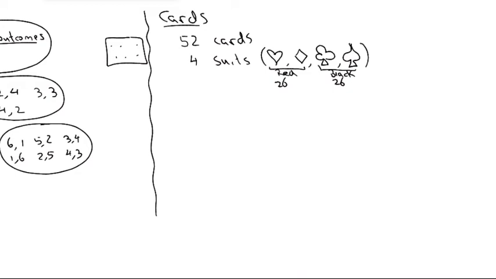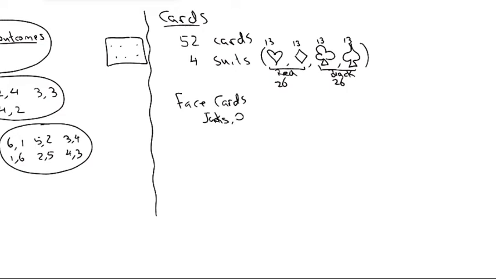How many of them are hearts? 13. There are 13 hearts, 13 diamonds, 13 clubs, 13 spades. Take a guess what 52 divided by 4 is. 13. Okay. There are things called face cards. Face cards are the ones that actually look at you. Which cards look at you? The jacks, the kings, and the queens.